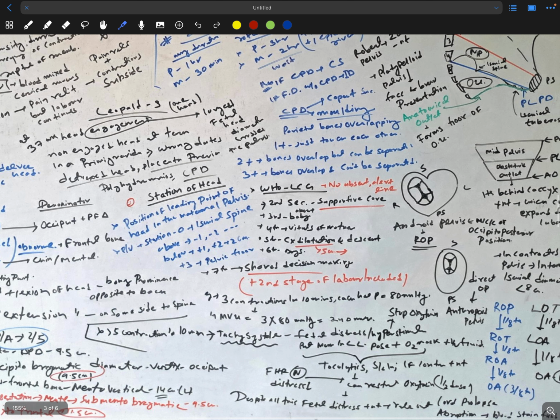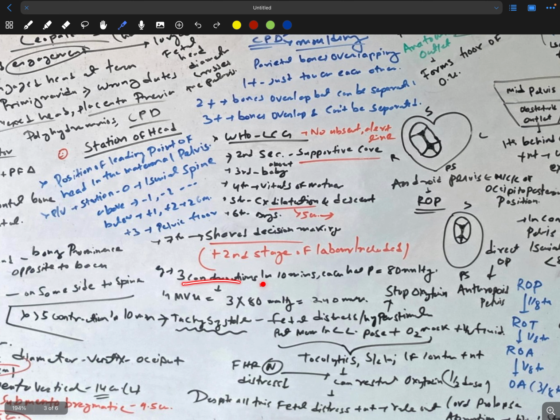Another thing, for example, 3 consecutive contractions in 10 minutes. What is the criteria for adequate contraction? We'll check every 30 minutes, and every 30 minutes we'll place our hand on the abdomen of the mother for 10 minutes. If we feel 3 or more contractions, each lasting more than 45 seconds, that is what is called adequate labor.